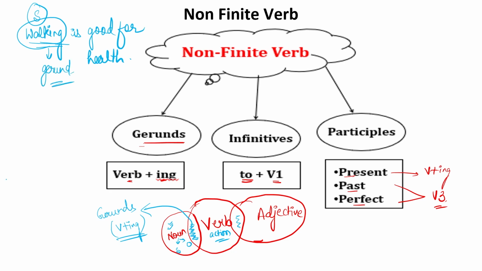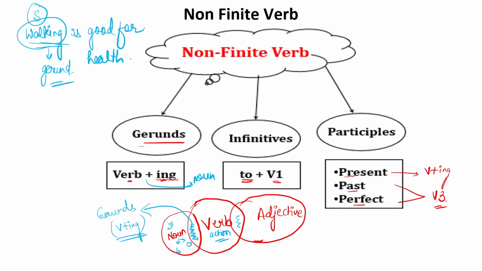If I say smoking is injurious to health, in this sentence we are talking about smoking, which is behaving like a subject over here. It is actually used as a noun in the sentence. So that is also a gerund. Whenever we add ing to a verb and make it a noun, that is known as a gerund.